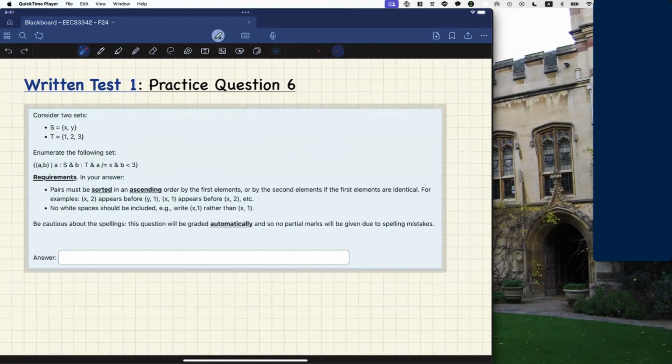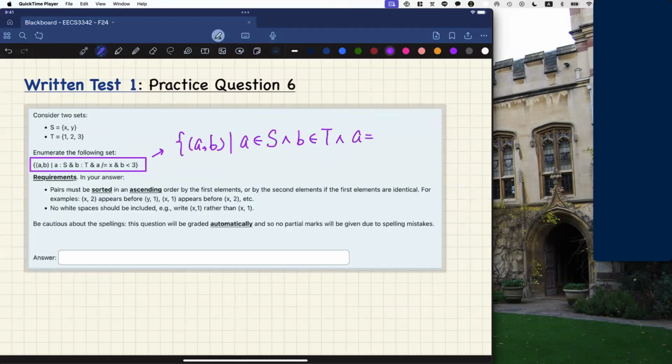For this one here, why don't we just, for fun, turn that into math form? It's basically talking about a set where every member is an ordered pair (A, B) such that A is a member of set S, and B is a member of set T, and also A should not be equal to X, and B should be less than 3.